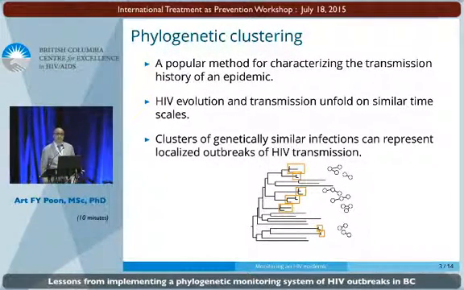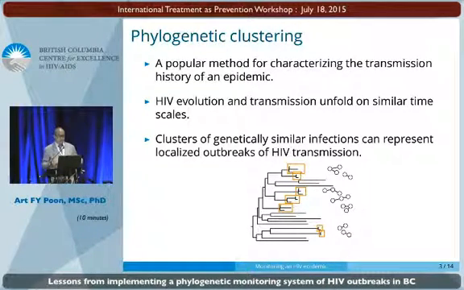This is going to be about phylogenetic clustering. This is a method that's become pretty mainstream now, which is great. So most of you are probably fairly familiar with this idea. This has become a popular way of characterizing the transmission history of an epidemic. HIV evolves so quickly that there's a measurable change that accumulates over the course of a given infection. And so when you see two infections that are genetically similar, that tells you that those are related by one or more recent transmission events.